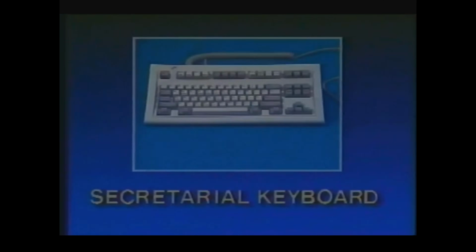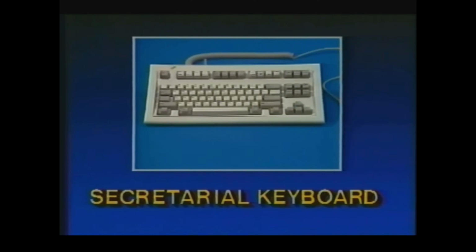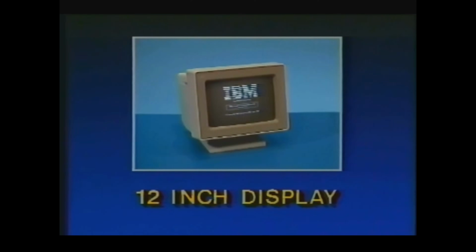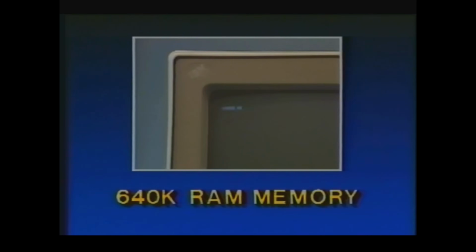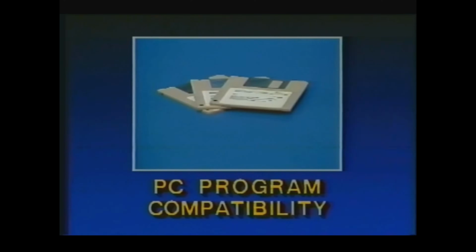Standard features of the Personal Typing System include a secretarial keyboard, which is labeled for word processing applications, a 12-inch monochrome display with a tilt and swivel stand, 640 kilobytes of user memory, and the Personal Typing System can run programs written for use on IBM personal computers which use 3 1/2-inch diskettes.